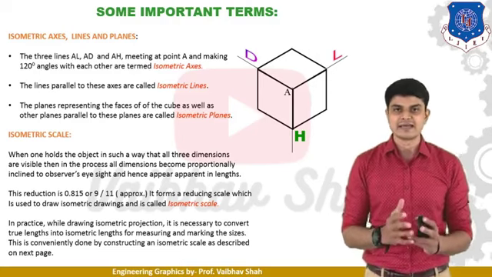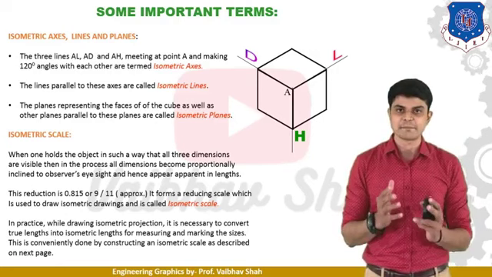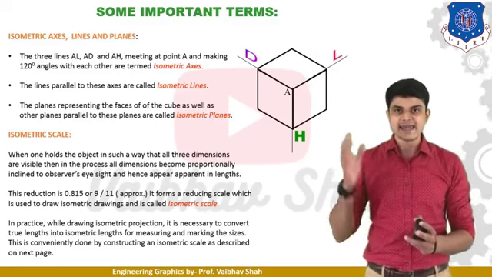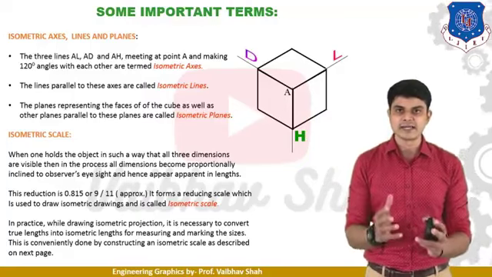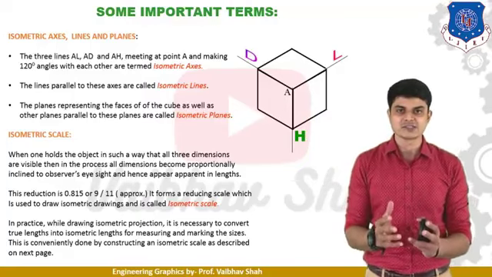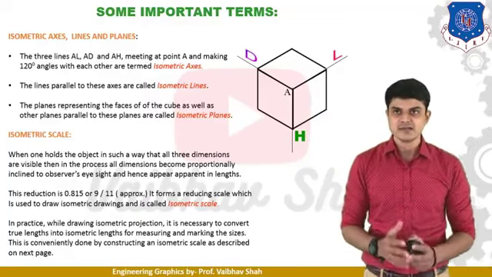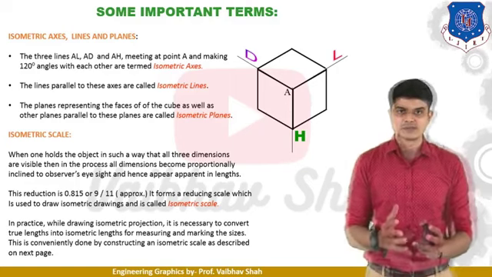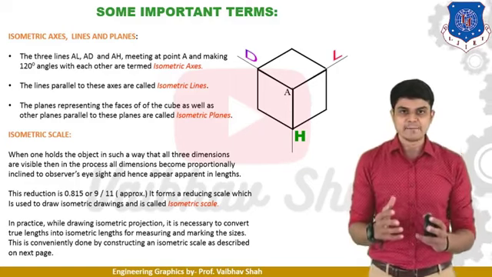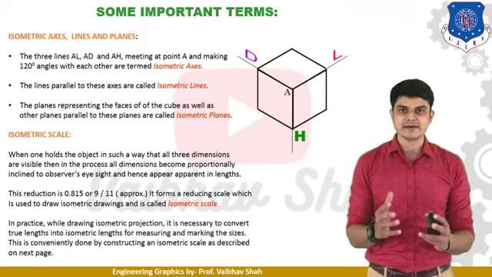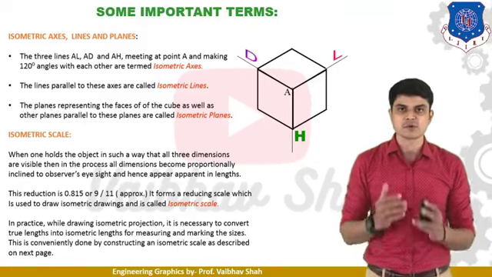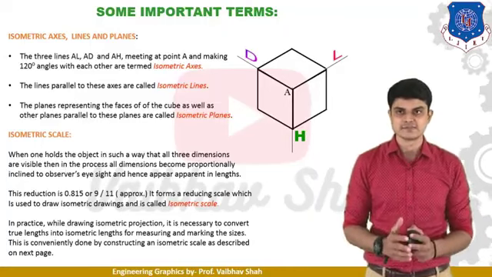Thereafter, isometric lines. Whenever we draw lines parallel to any of these three lines, AL, AD or AH, anywhere in the drawing, then these lines are known as isometric lines. Thereafter, isometric planes. Whenever we generate any planes with the help of these isometric lines, the planes generated are known as isometric planes.